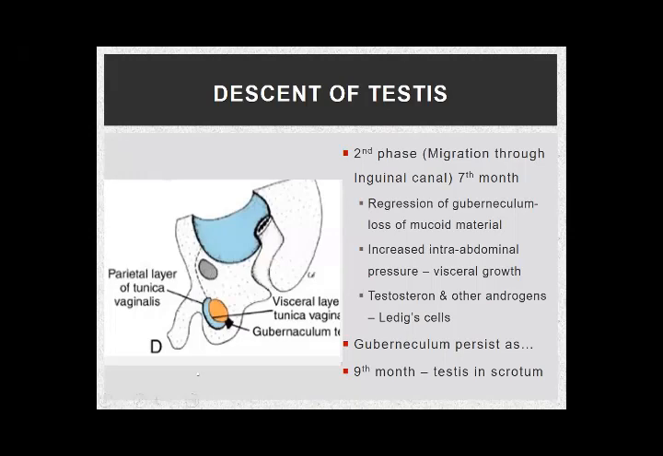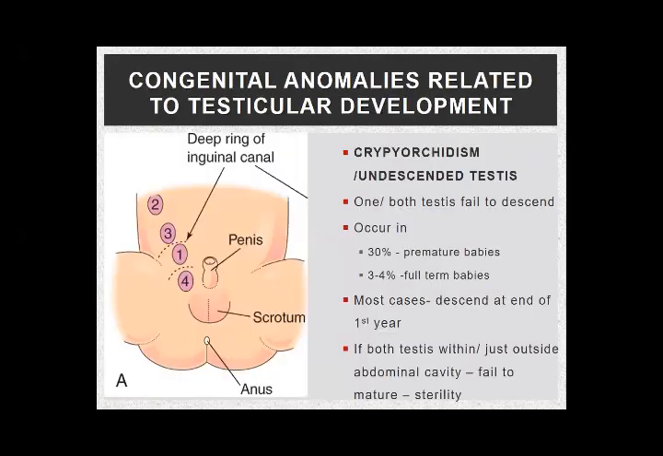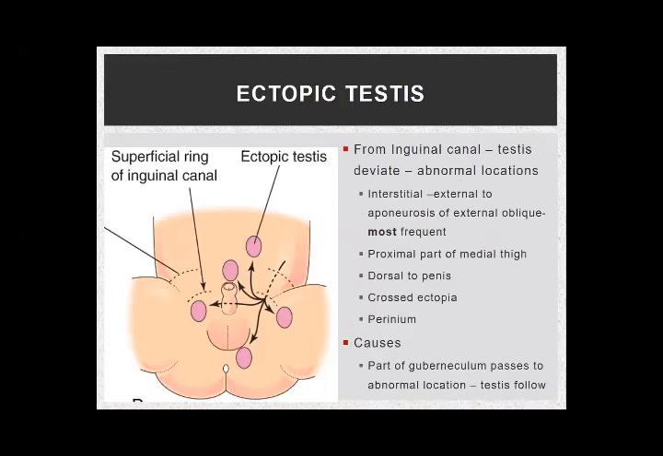Gubernaculum आप ये देख रहे हैं. This caudal-most part of the gubernaculum persists. It is attached to the scrotal skin as a ligament with the scrotum. So by 9 months, the testis should be in the scrotum. I hope you have understood.